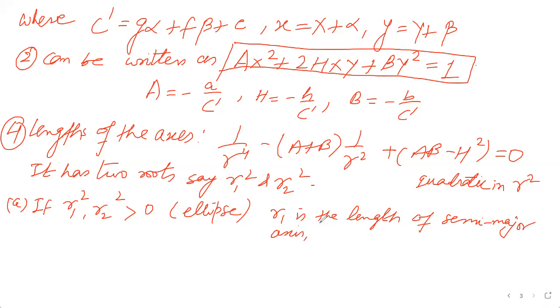R2 is the length of semi-minor. Understood. B, if they are in alternating sign, R1 square greater than 0, R2 square less than 0, then this is hyperbola. इस केस में ये होगा hyperbola.